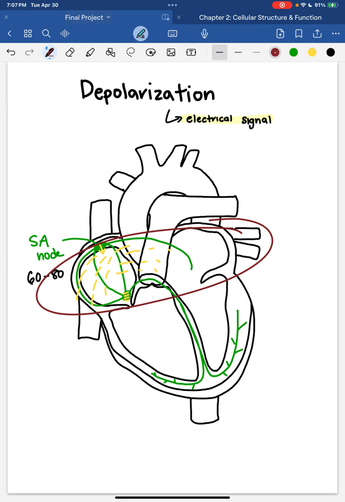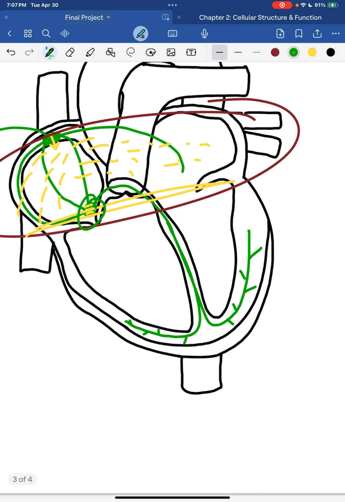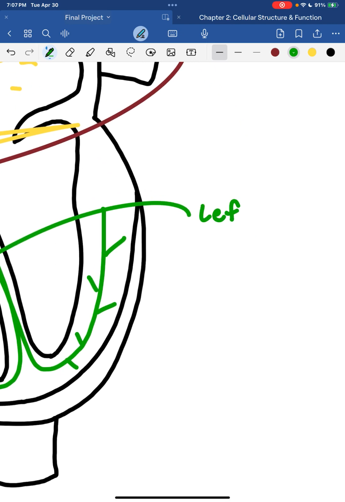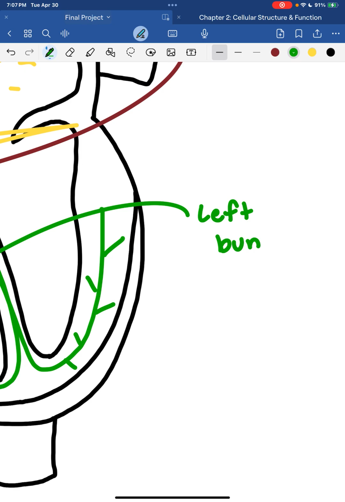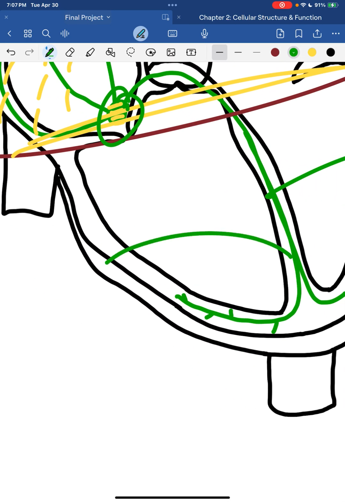So that means that all of the little yellow lines that we see here that are going to be moving will stop right here. But the signal that the AV node has already received is going to continue to move down. It's going to move down through the left bundle branches, as well as the right bundle branches.